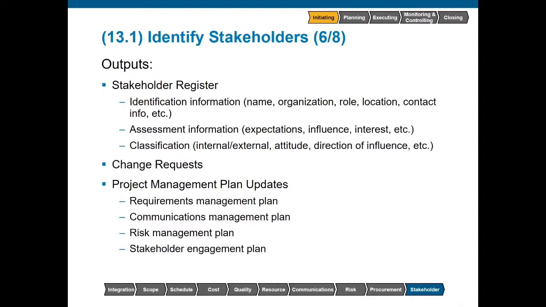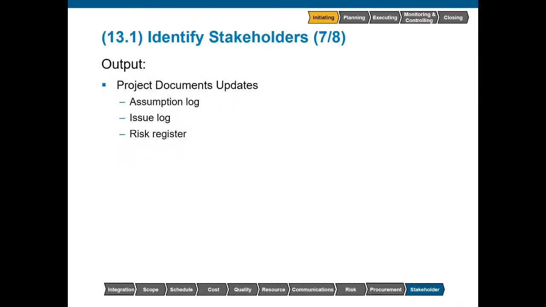Change requests could also be an output of this process. These change requests could modify any aspect of the project management plan or its component plans. This could be based upon new stakeholders or changing needs of existing stakeholders. Further outputs from this process include project documents updates, such as the assumptions log. So if we have more information about the relative power, interest, and engagement of stakeholders, this information is going to be assumptions. There's no easy way to quantify these types of things.